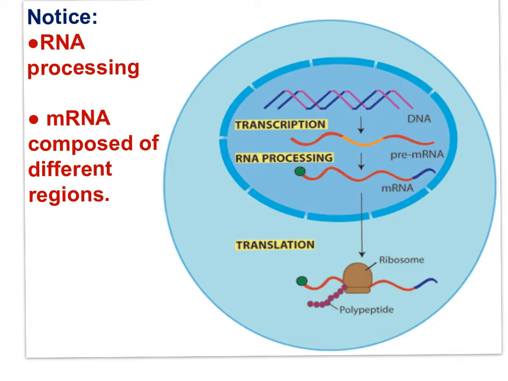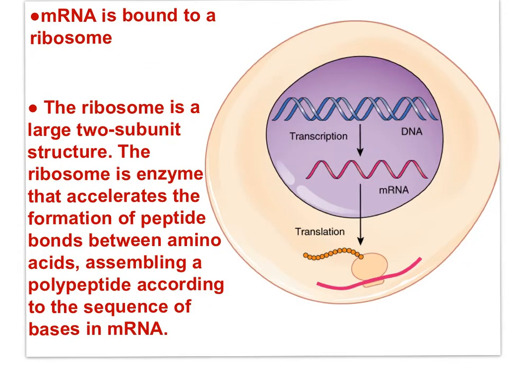Before translation happens in the cytoplasm, the raw mRNA transcript is processed. Introns are removed, exons are spliced together. As well, the transcript is modified with the addition of a poly A tail and a 5' guanine cap. In this diagram, the mRNA exits the nucleus and becomes bound to a ribosome.